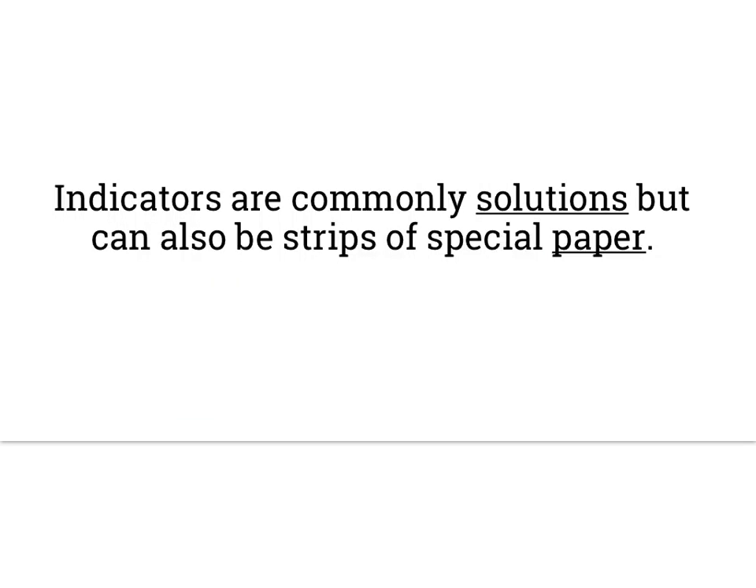Indicators are, like I said, commonly solutions, but we can also have what's called litmus paper, which is basically paper dipped in solution. I'm not actually sure how that works. Normally, though, there are solutions, like we put a few drops in it. When we talk about titrations, I'll show you more about these.